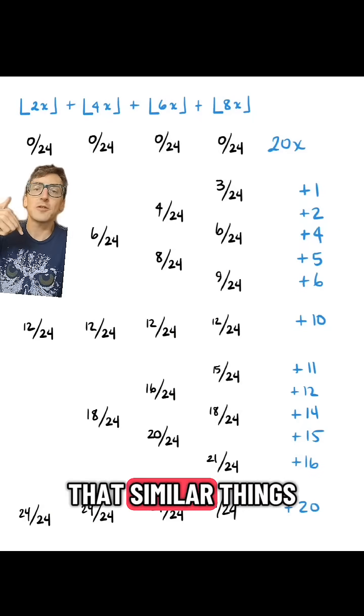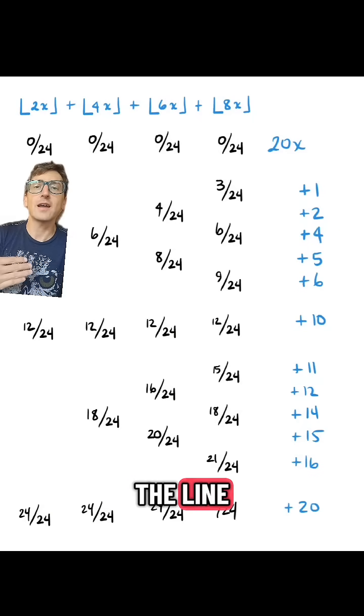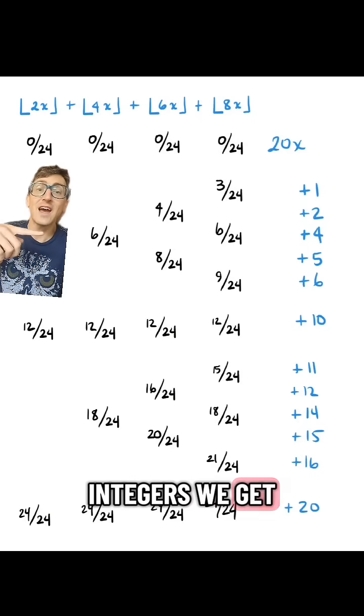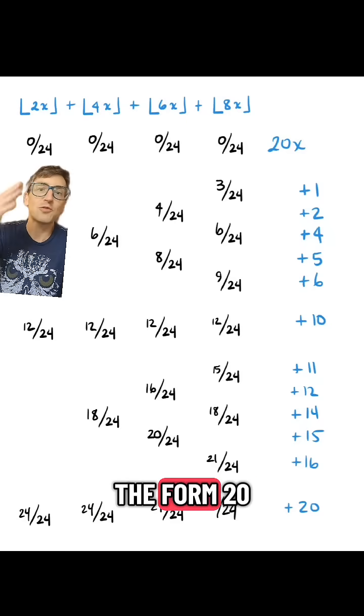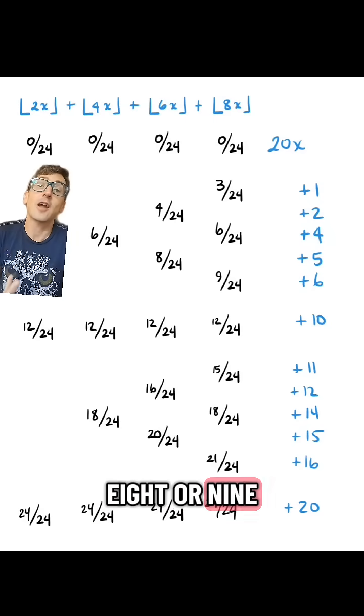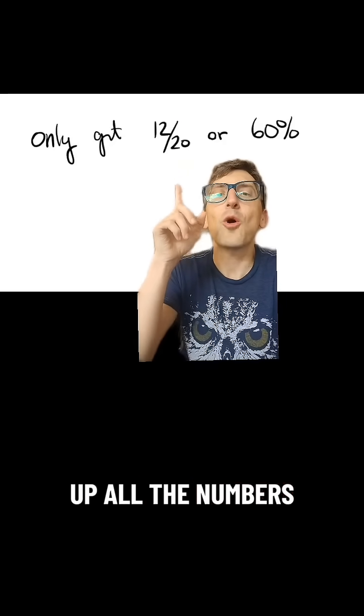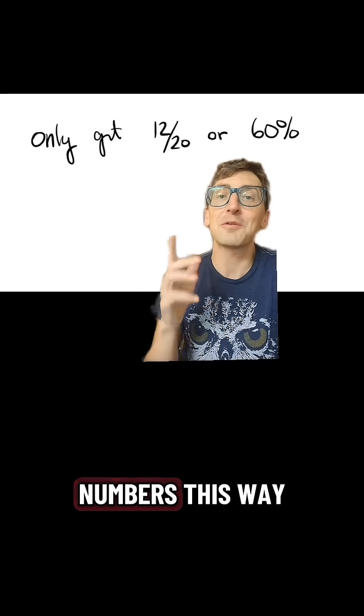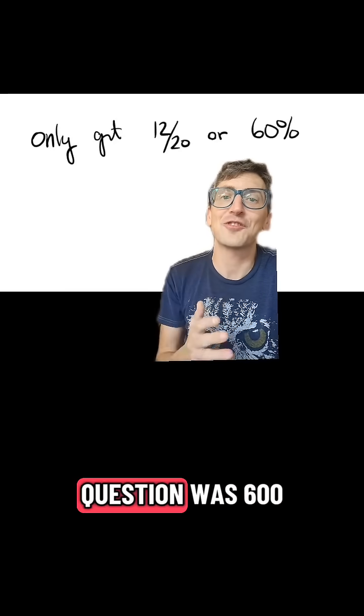You can see that similar things happen as we go further down the line, and you can see that the integers we get, we're never going to get something of the form 20 times a number plus 3, or 20 times a number plus 7, 8, or 9. In fact, if you count up all the numbers, we're only going to get about 60% of the numbers this way, so the answer to the original question was 600.